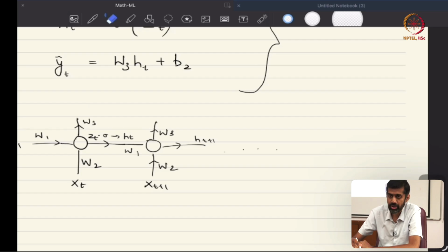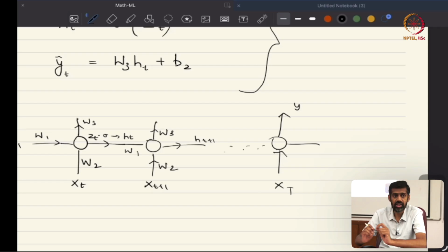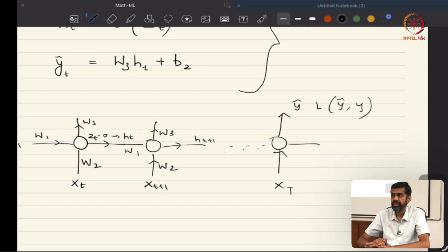So let us say that your problem is that of classification, then the way to do it is at the last cell of the RNN, when you have X capital T, only that cell will have the output. All the other cells will not have an output. Meaning it will give you some output, but the loss will be computed only here. Let us call this y cap. So there is y cap and y. You compute this only at the output.